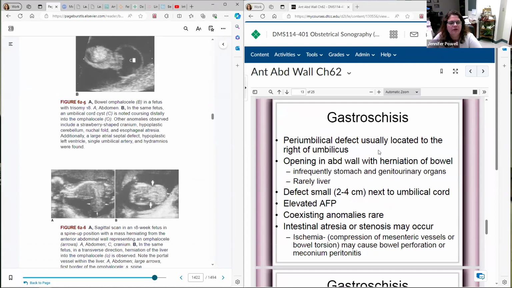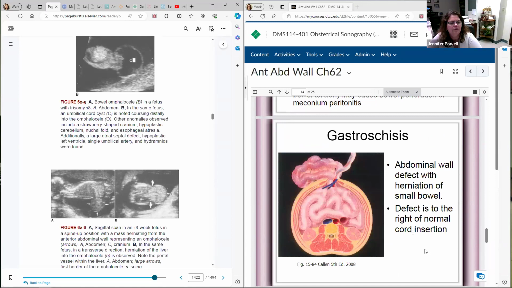Gastroschisis is a periumbilical defect, usually located on the right of the umbilicus, an opening in the abdominal wall with herniation of bowel, infrequently stomach and genitourinary organs, and rarely liver. The defect is small, 2 to 4 centimeters, next to the umbilical cord, with elevated AFP. Coexisting anomalies are rare. Intestinal atresia or stenosis may occur. Ischemia, compression of the mesenteric vessels, or bowel torsion may cause bowel perforation or meconium peritonitis.